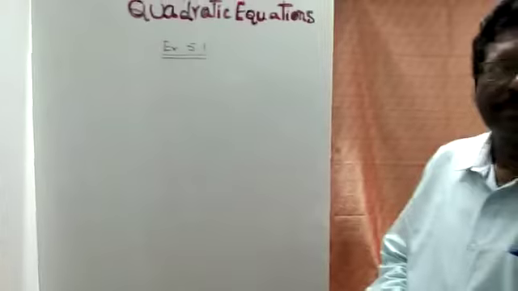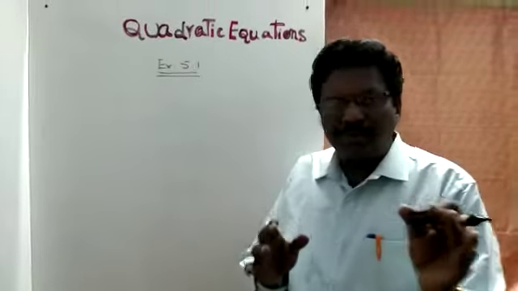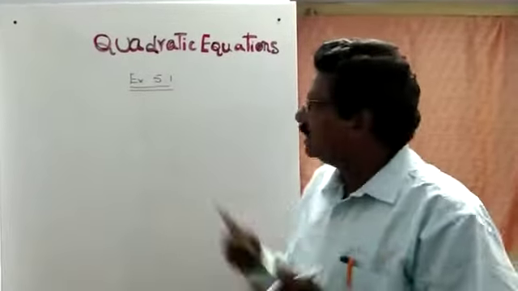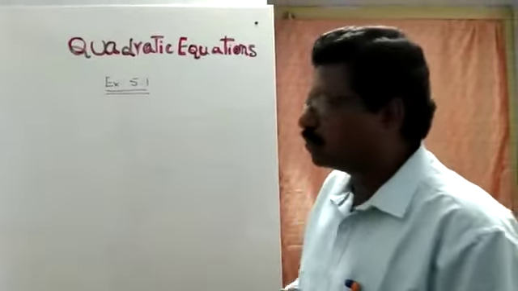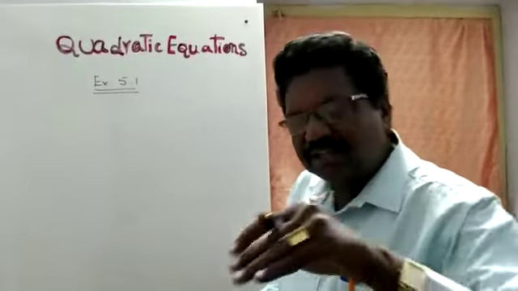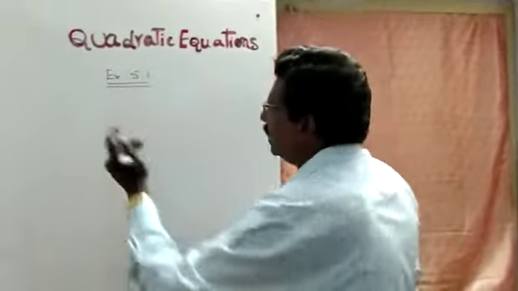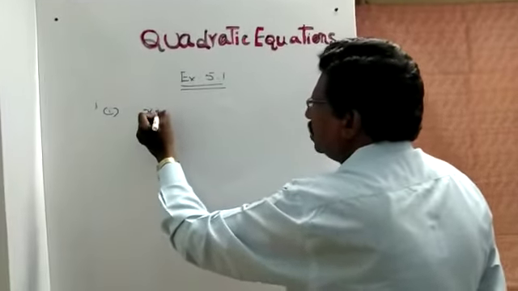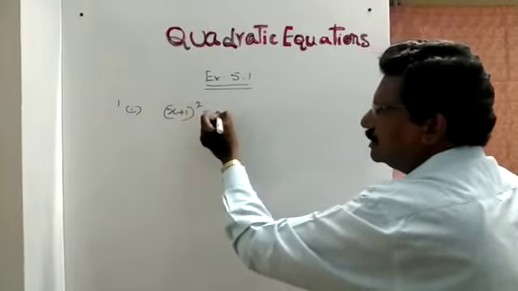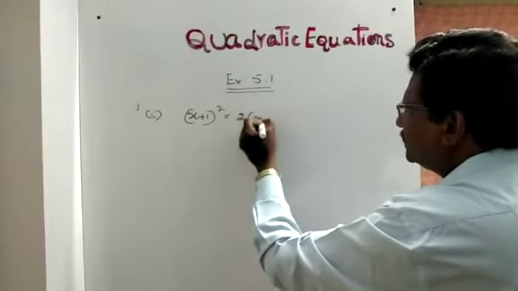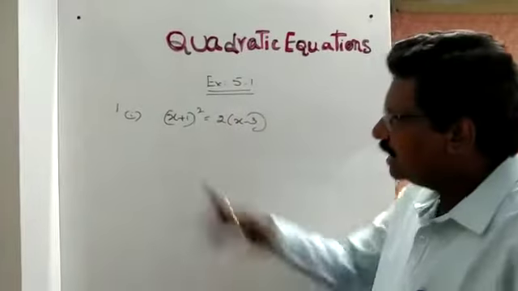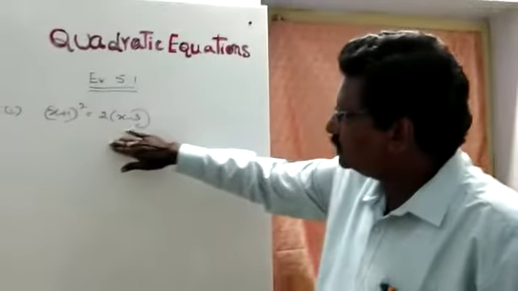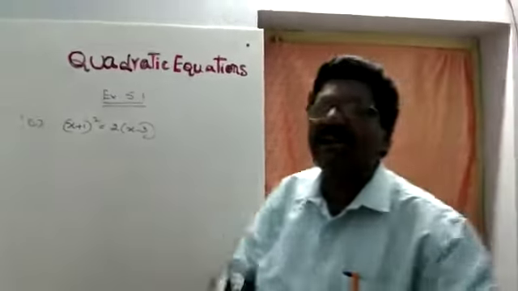Okay students, now we are going to learn the exercise 5.1 quadratic equation. In exercise 5.1 the first problem is to check whether it is a quadratic equation or not. For example, you have to take the first problem, x plus 1 whole square is equal to 2 of x minus 3. x plus 1 whole square is equal to 2 of x minus 3. He is asking whether this is a quadratic equation or not.